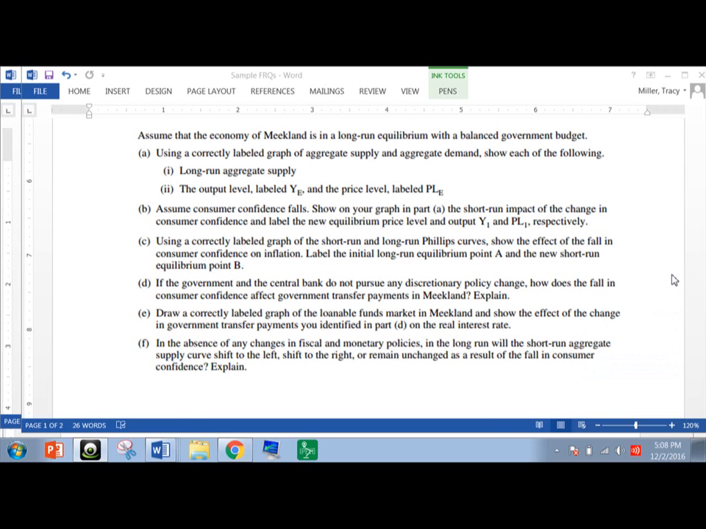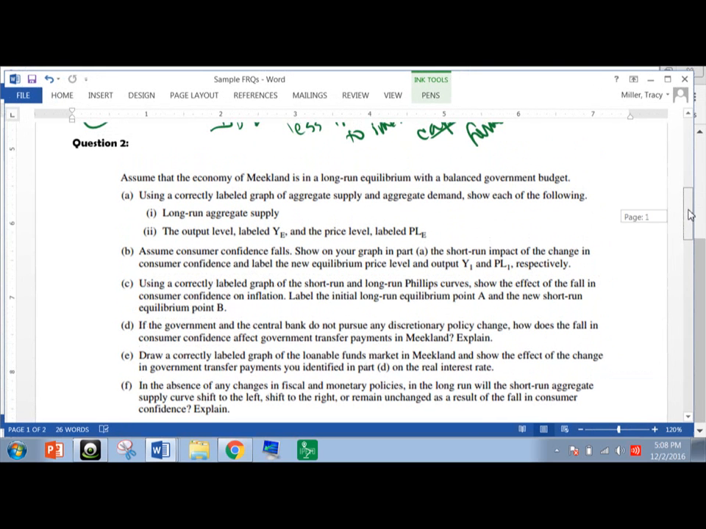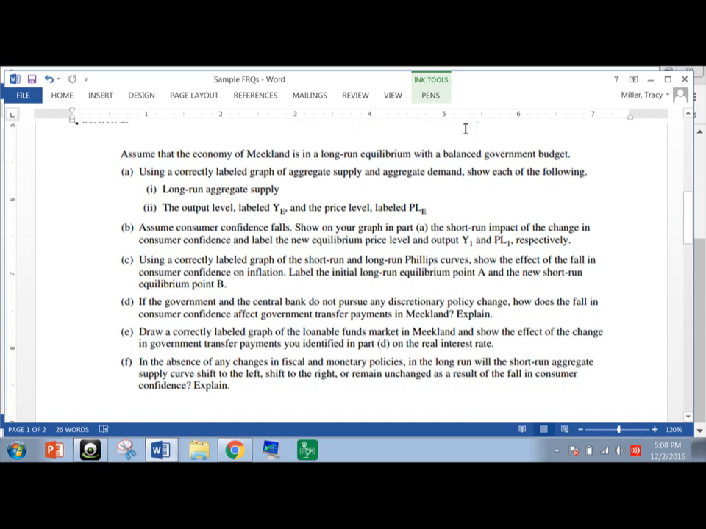Hello again. This is question number 2 on your handout. And this question is about Meek Land. And let's get going. So an economy of Meek Land is in long run equilibrium with a balanced budget.